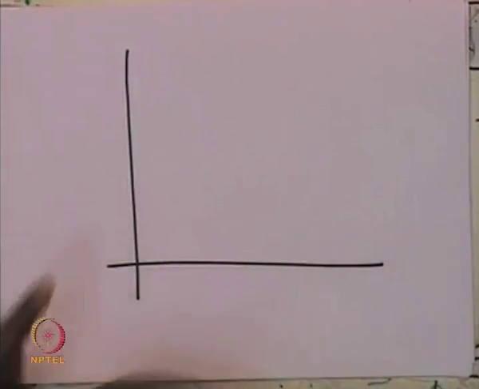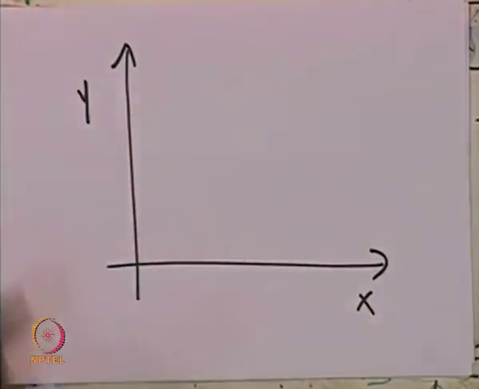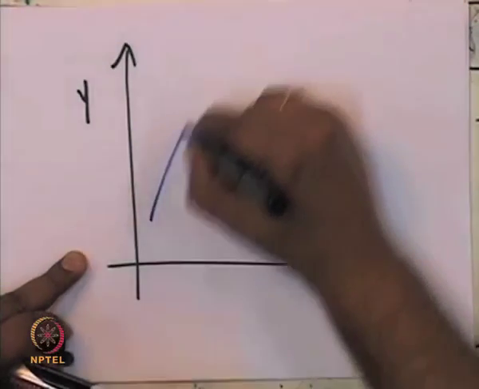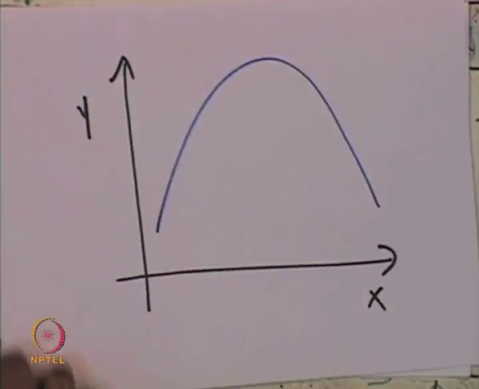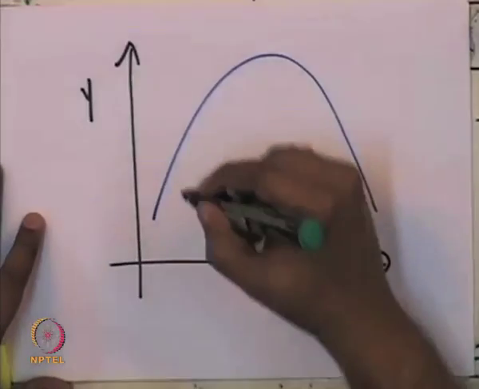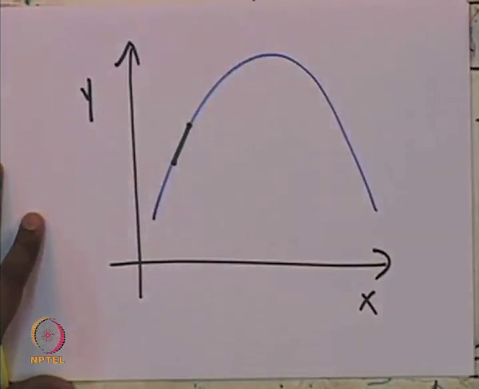The curve we have, so we have x axis and y axis, and we have a curve which looks like this, and let us calculate the slope at different places. So, let us first calculate the slope here. So, this is the point.